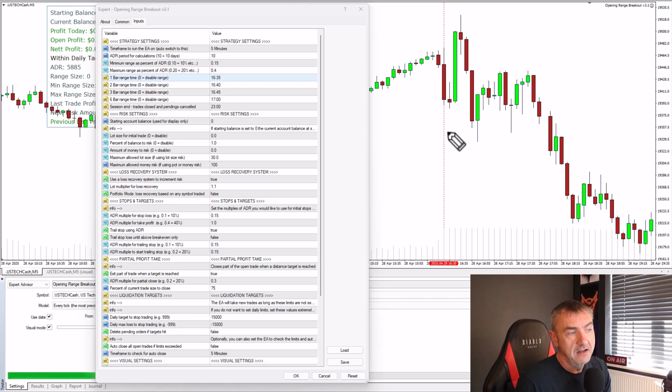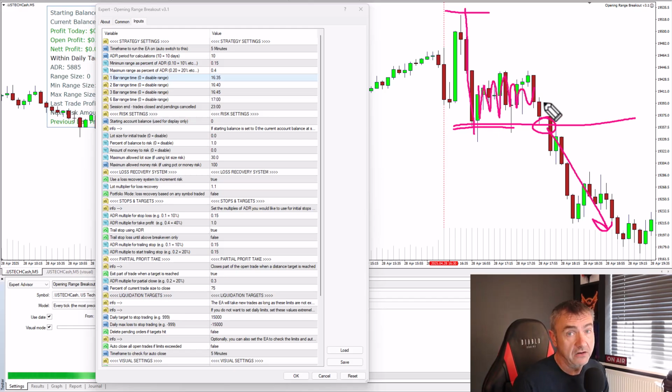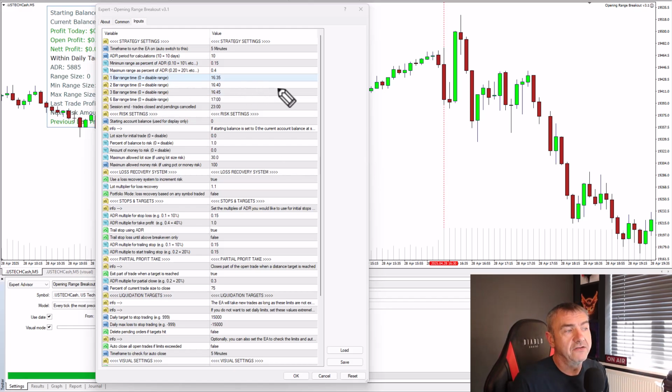Okay, and you can see here that that would have been your 30-minute range on this particular day, and that break happened after that 30-minute range was put in. In fact, it happened after an hour's worth of trading on this particular day. So the EA dynamically waits and sits there patiently for some kind of movement that we can use to our advantage to take a trade on.